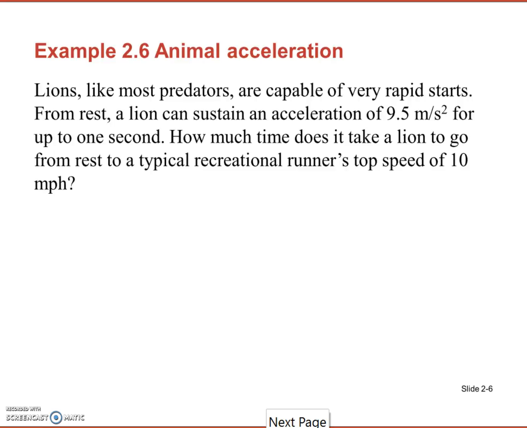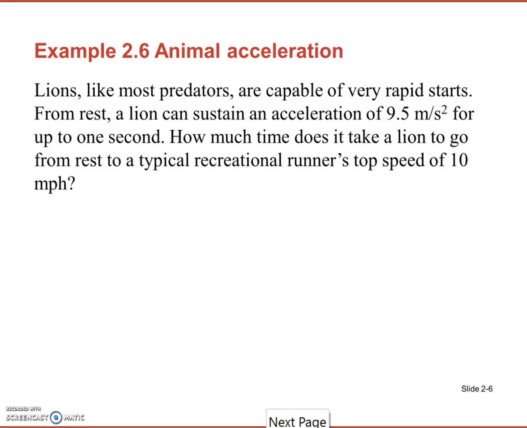Let's do an example. Lions, like most predators, are capable of very rapid starts. From rest, a lion can sustain an acceleration of 9.5 meters per second for up to 1 second. How much time does it take the lion to go from rest to a typical recreational runner's top speed of 10 miles per hour? Well, we're given a lot of information here. So let's take a look and break it down little by little.